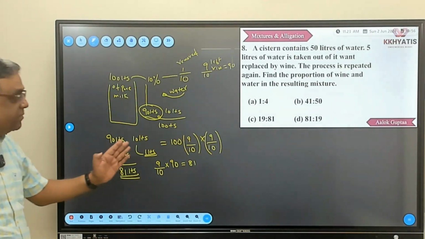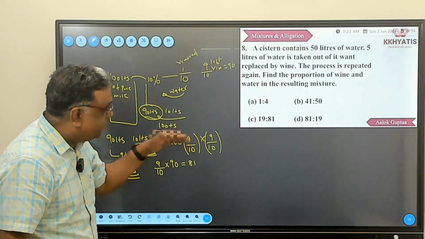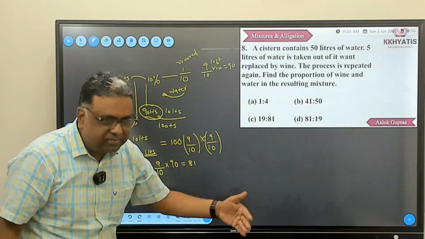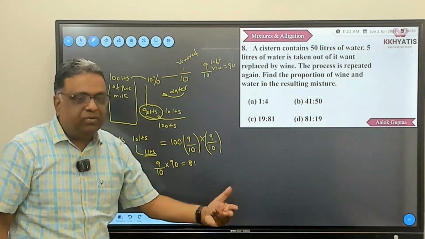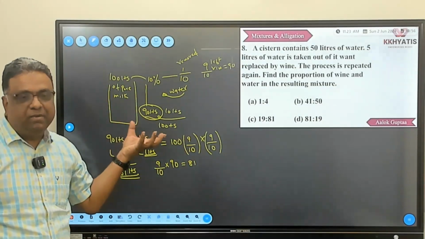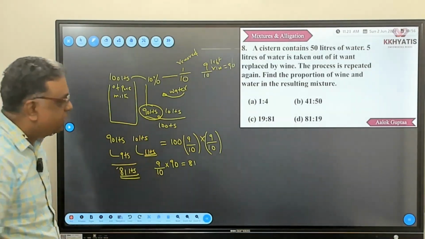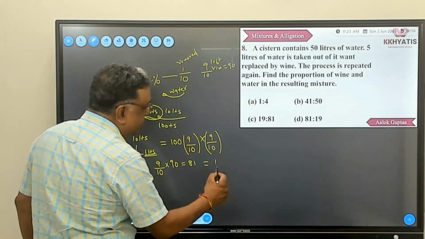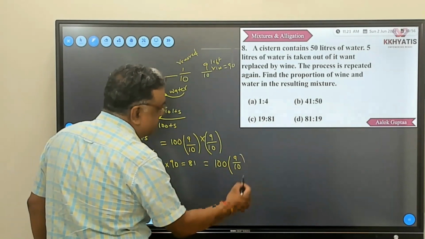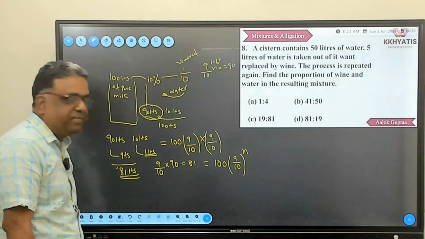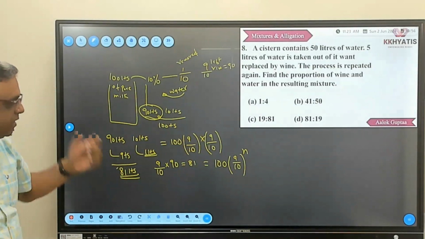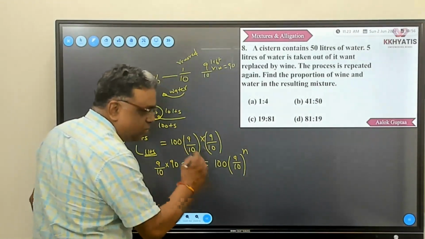Which means if I repeat this process n number of times, and I want to find out how much milk will be in the vessel or container after n number of times, wouldn't it be 100 into the fraction that is left to the power of the number of times I'm carrying out this operation? Because here I did it 2 times, so it became a square. So this is what the concept is.